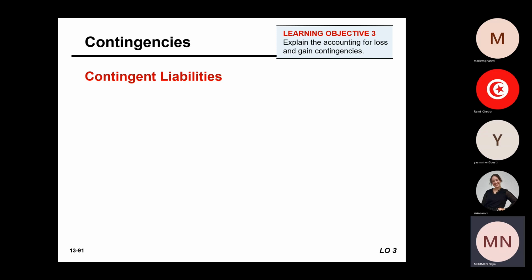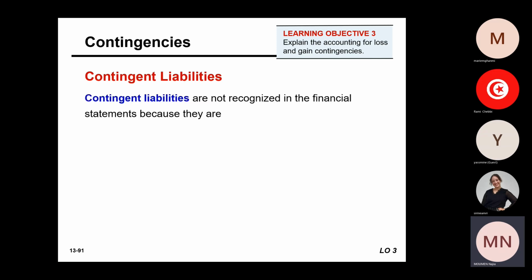So we'll just go through the contingencies quickly. Okay. So what we qualify as contingent liabilities, and we also have contingent assets. Simply put, when we talk about contingent liabilities, what are they? They are not recognized in the financial statements. So here we are not talking about recognition of these items. They are not part of financial statements.